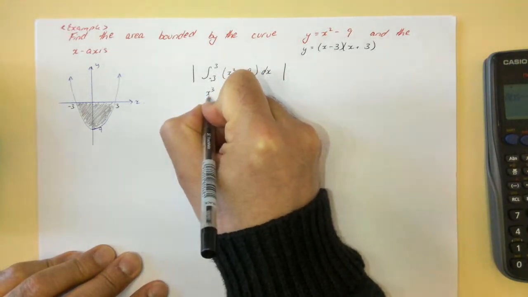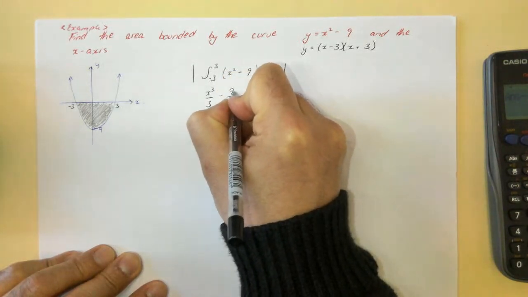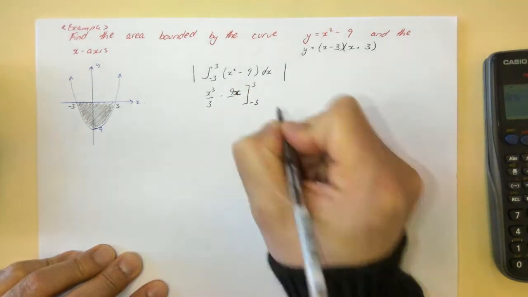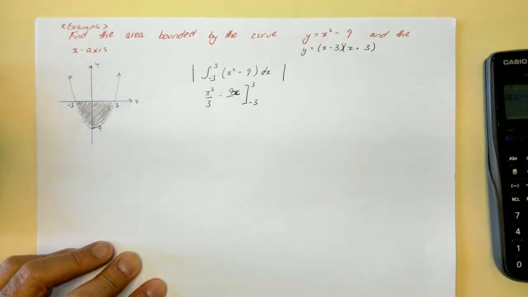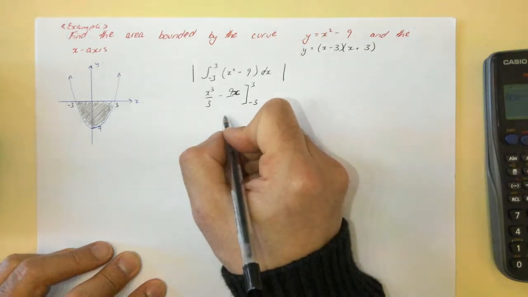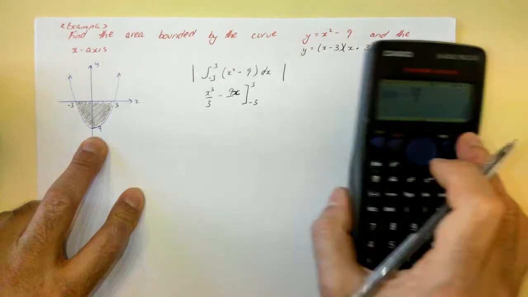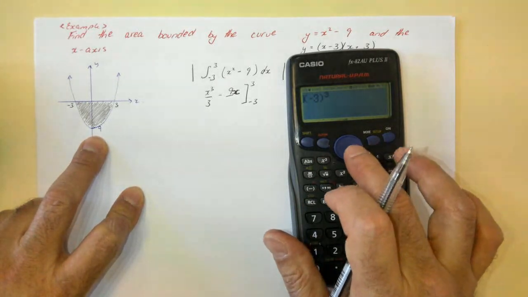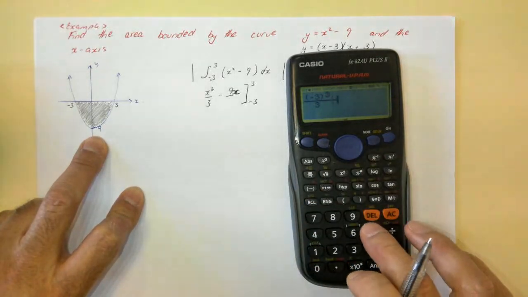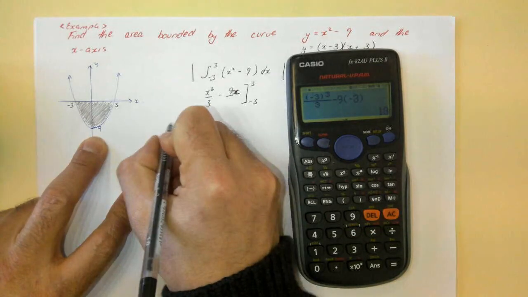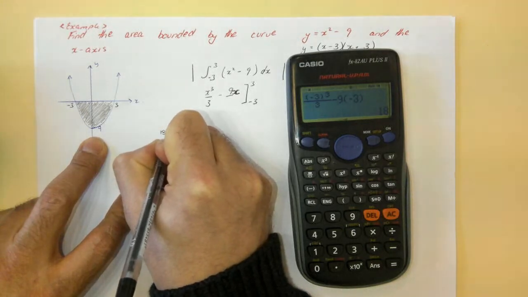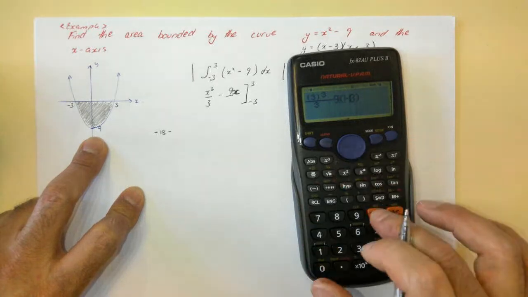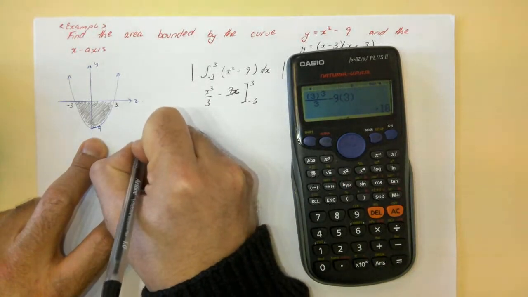So we get x cubed over 3 minus 9x from negative 3 to 3. Okay. Now, if I plug this in, I'm just going to show you what I get. I'm going to get negative 3 cubed over 3 minus 9 lots of negative 3. Okay, so that's 18. And if I plugged in positive 3, I would also get 18.